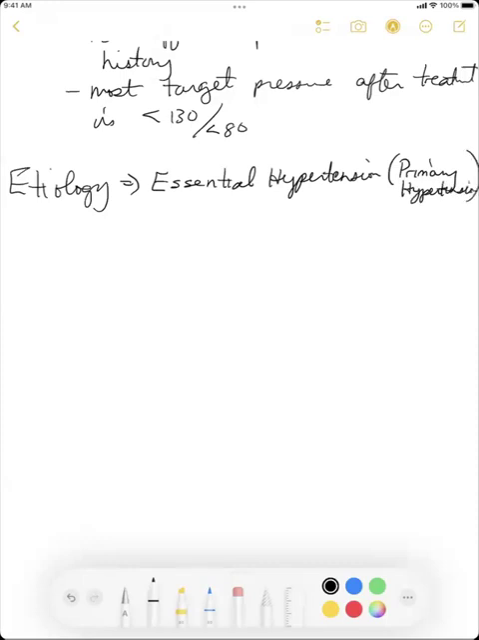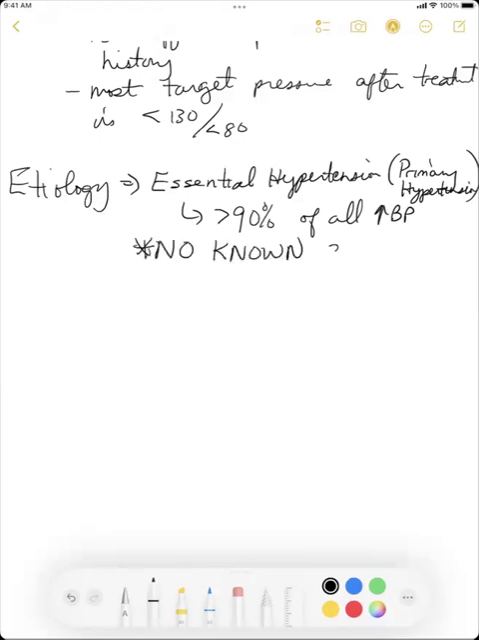90% of adults who come in with high blood pressure have this type. It's around 90, even greater than 90% of all high blood pressure. And when we look at the etiology of this, we have no idea what causes it. No known cause. However, we do know that there are risk factors associated with this.